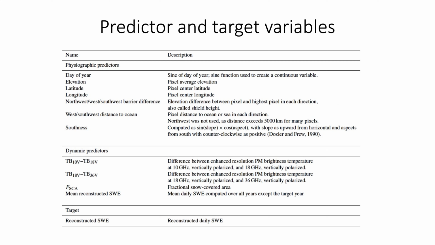In addition to the reconstructed SWE as a dynamic variable, we also use the fractional snow cover area as a predictor. We also use the brightness temperatures from passive microwave. Recall from the first lecture that some of the passive microwave frequencies scatter more than others, so the differences between the two sets of bands are used.